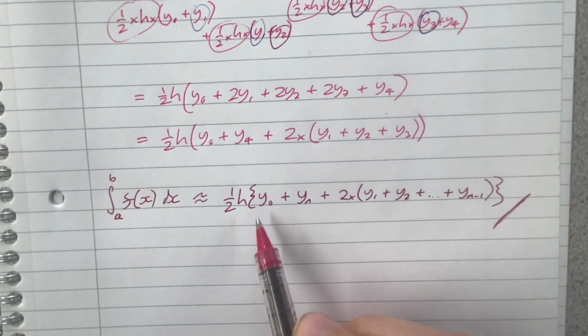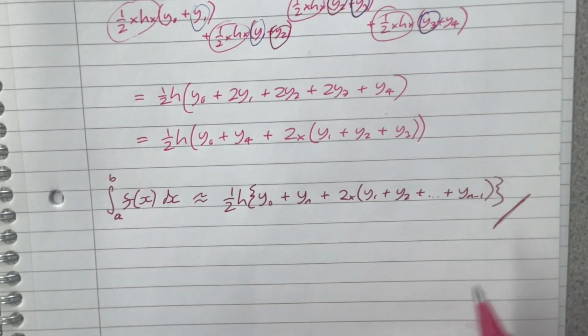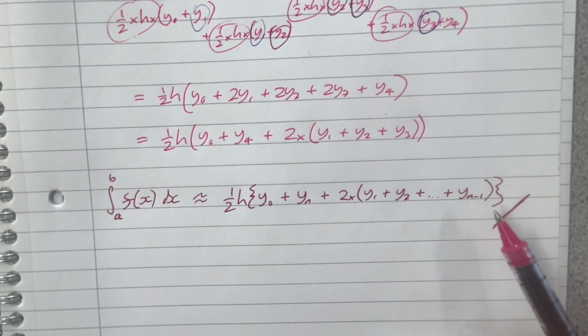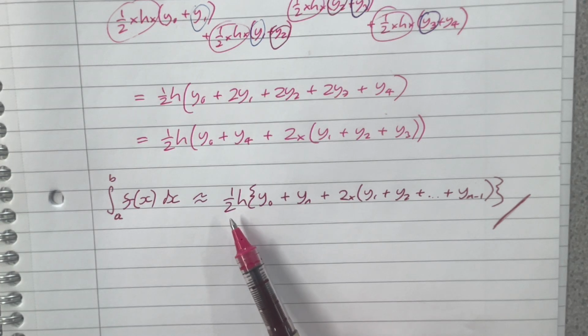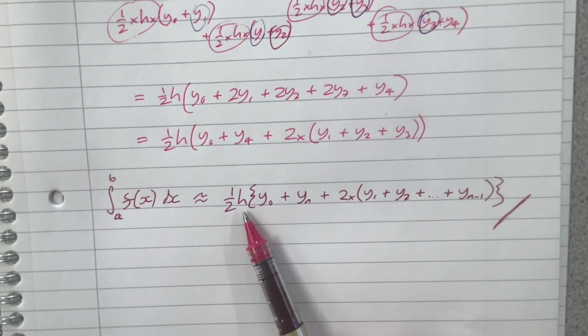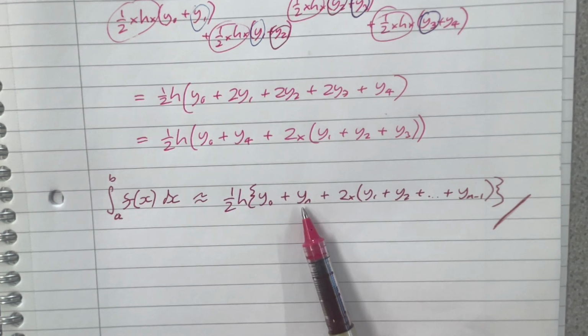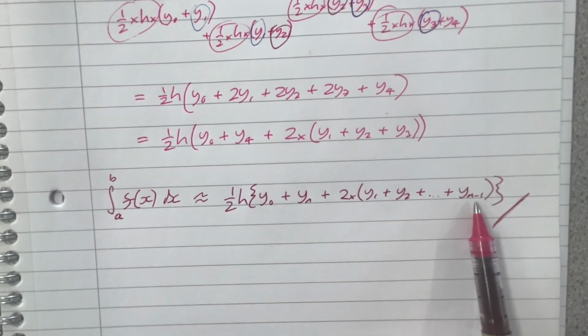Now I've put squiggly brackets here, but they're just normal brackets, okay? It's just used to differentiate the pairs of brackets. So in short, it's a half times the perpendicular distance into the first value plus the last value plus 2 times all the other values.